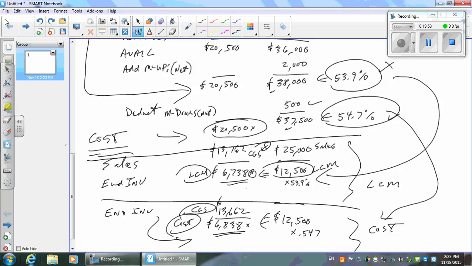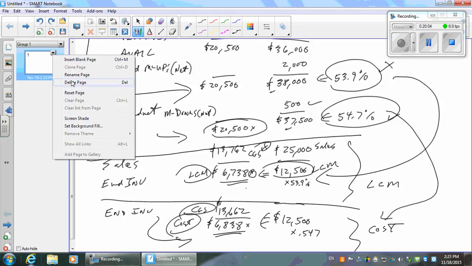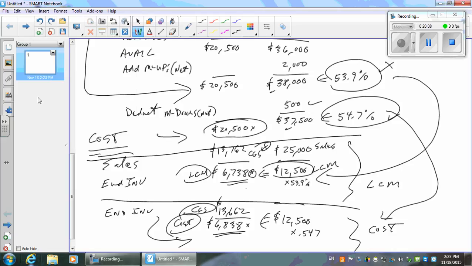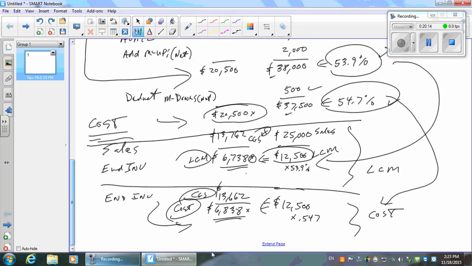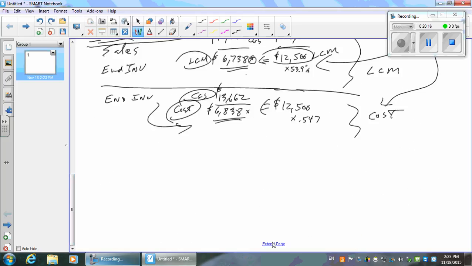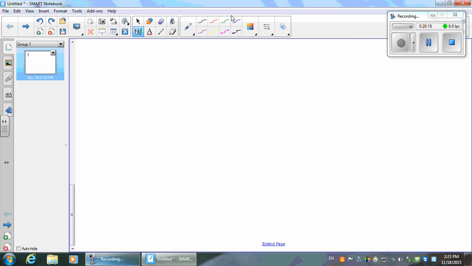Insert blank page. Okay, fine. It'd be one big slideshow. All right, one big slide.